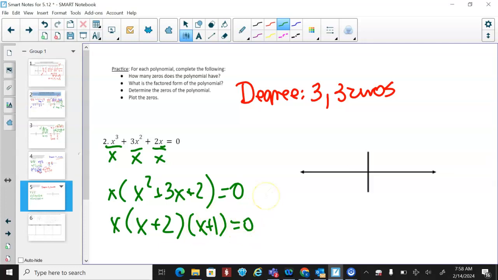Now I can set them all equal to 0. So x will equal 0. X plus 2 equals 0, which is x equals -2. And then x plus 1 equals 0, which is x equals -1. So it looks like I got 3 real number zeros, which is what I expected. I got a 0, I got a -2, and I got -1. So these are my zeros right here.